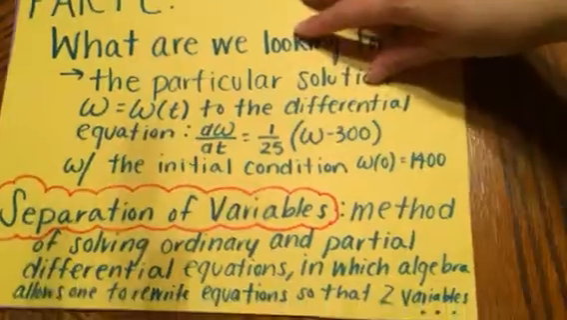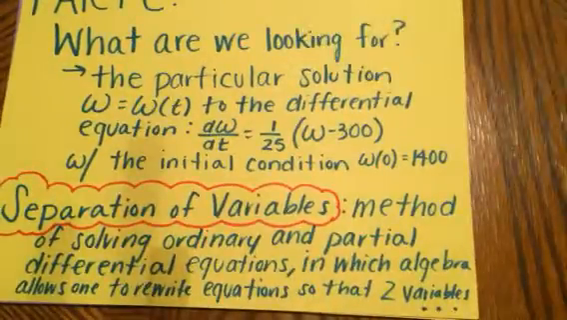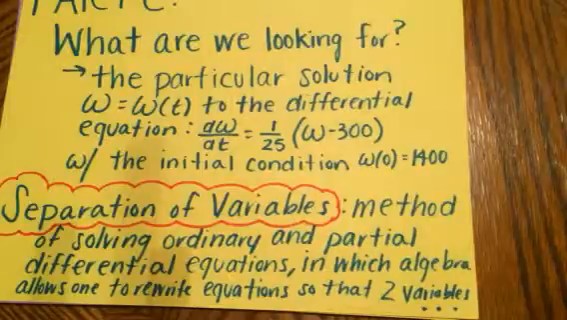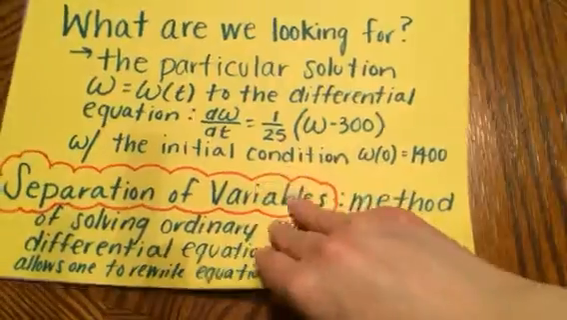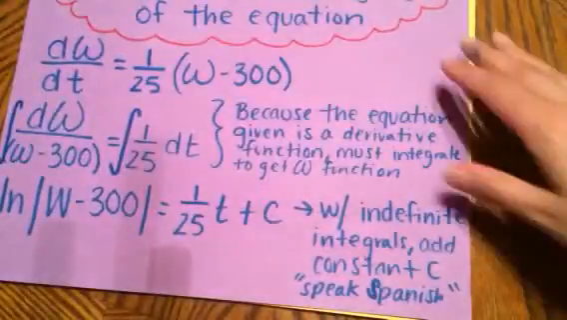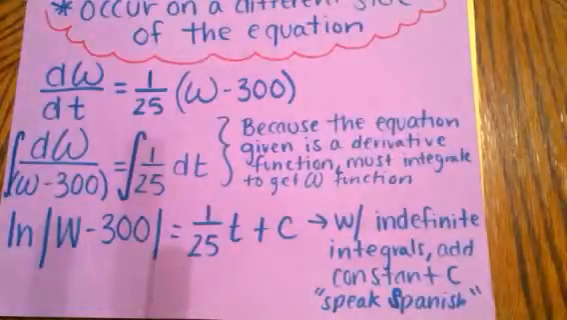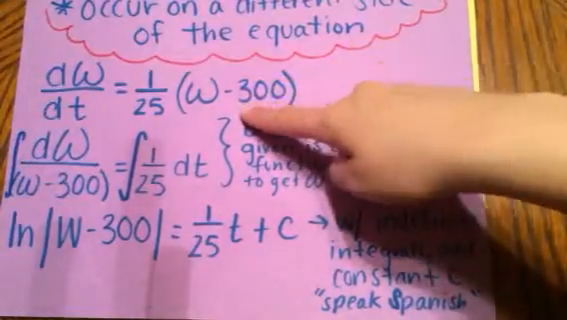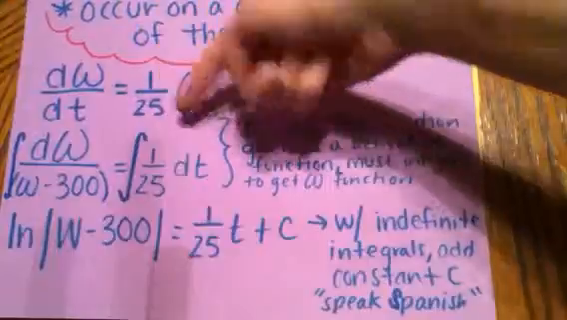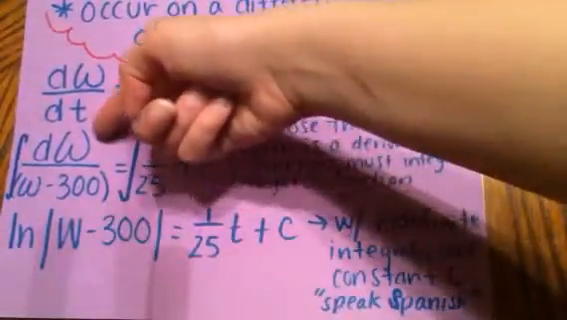Now for this one, we have to understand the separation of variables. It's a method of solving ordinary and partial differential equations in which algebra allows one to rewrite equations so that two variables occur on different sides of the equation. And as we see here, we do that simply by matching W with dW, and since this doesn't have anything, we match it with dt.